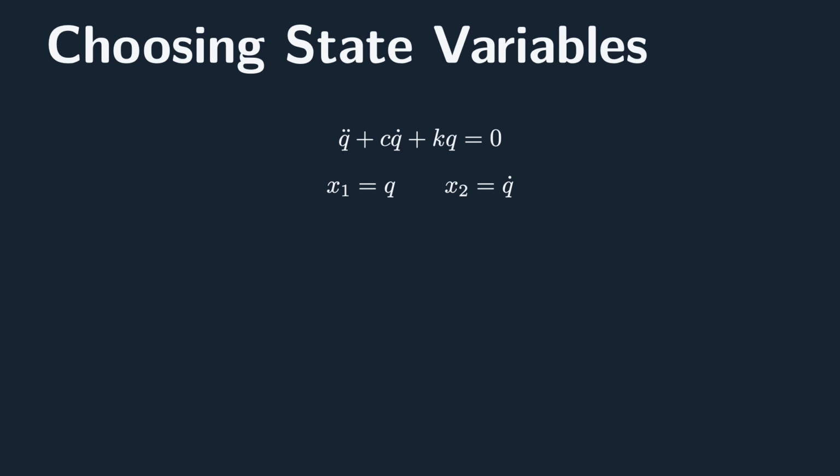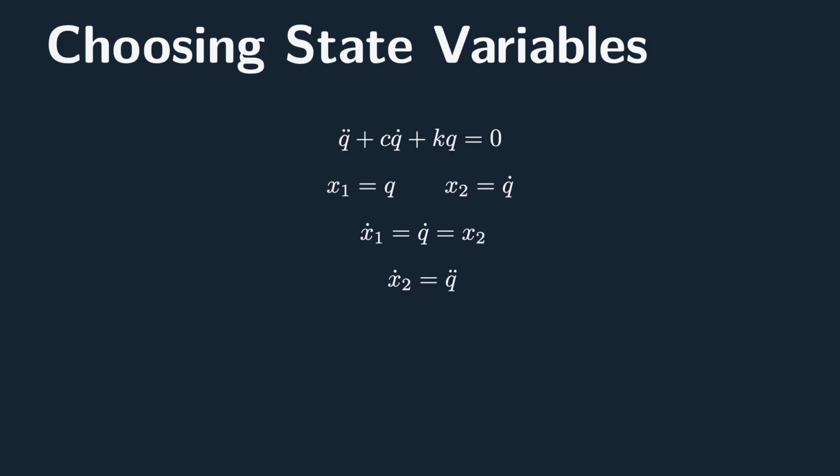Next, we look at the derivatives of these state variables. Since x1 equals q, we have x1 dot equals q dot. But q dot is x2, so x1 dot equals x2. For the second state, since x2 equals q dot, we have x2 dot equals q double dot. This is the key point. The second derivative, q double dot, is not a third state. It is the derivative of the second state.